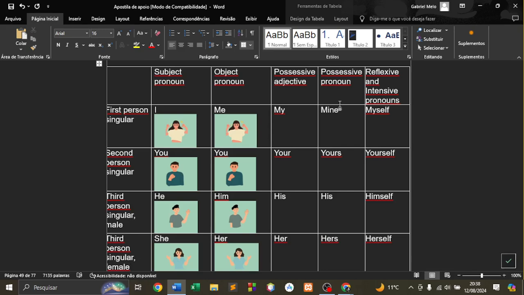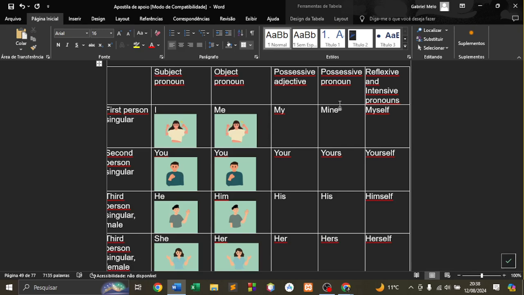What's the difference between them? What's the difference between my and mine? What's the difference between your and yours? What's the difference between her and hers? Do you know it? No. I don't. The answer is in the roles of each one of these elements.